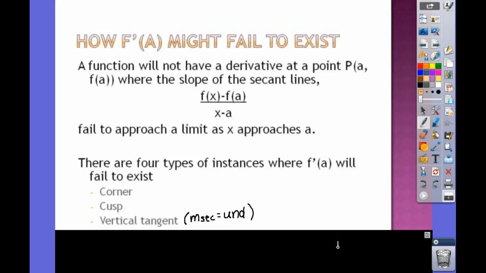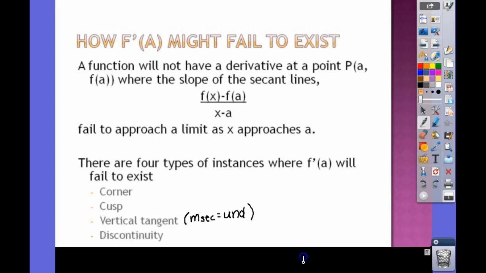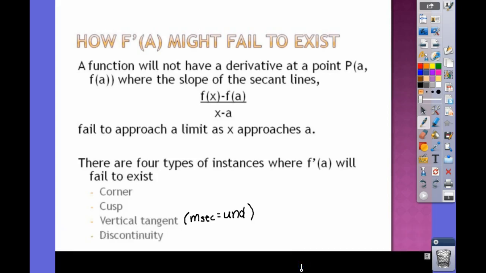We hinted at it when in number 7 there was a vertical tangent, aka an asymptote. There also cannot be a derivative, or it will fail to have a slope of the secant, if there's a discontinuity. So that's why the continuity test is so important.